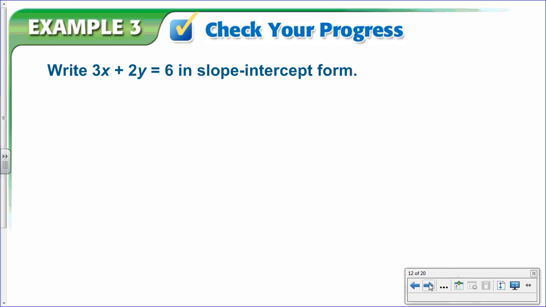I think there's a little space to the side, isn't there? Would I have to move the 3x first, or could I divide by 2 first? Ooh, I would save your division to the last. I'd move the 3x first.